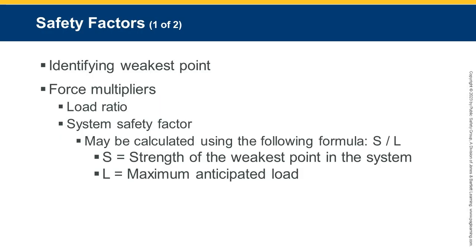Here's the basic formula you can use. System safety factor equals AS/RL. AS is the strength of the weakest point. RL is the maximum anticipated load. Pretty simple, but it's a powerful tool for keeping everyone safe.